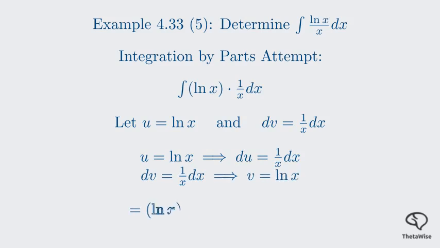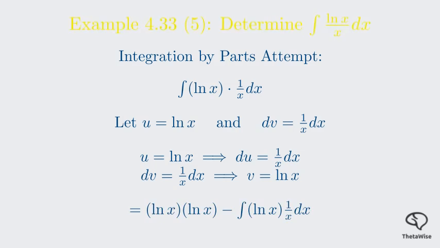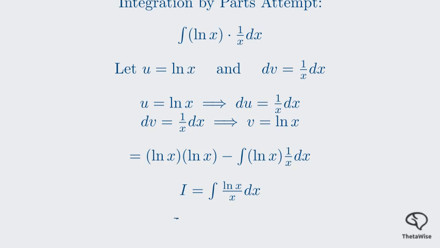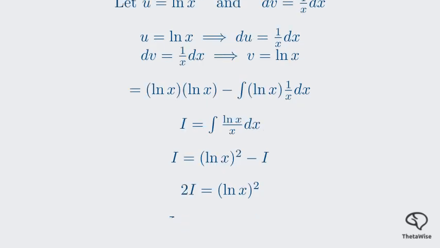Applying the formula, we get ln squared of x minus the integral of 1 over x times ln of x dx. Notice what happened. The integral on the right is the same as the integral we started with. Let's call the original integral I. So we have the equation I equals ln squared of x minus I. We can now solve for I. Add I to both sides to get 2I equals ln squared of x. Then divide by 2 to get I equals 1/2 ln squared of x. We add the constant c to get the final answer.